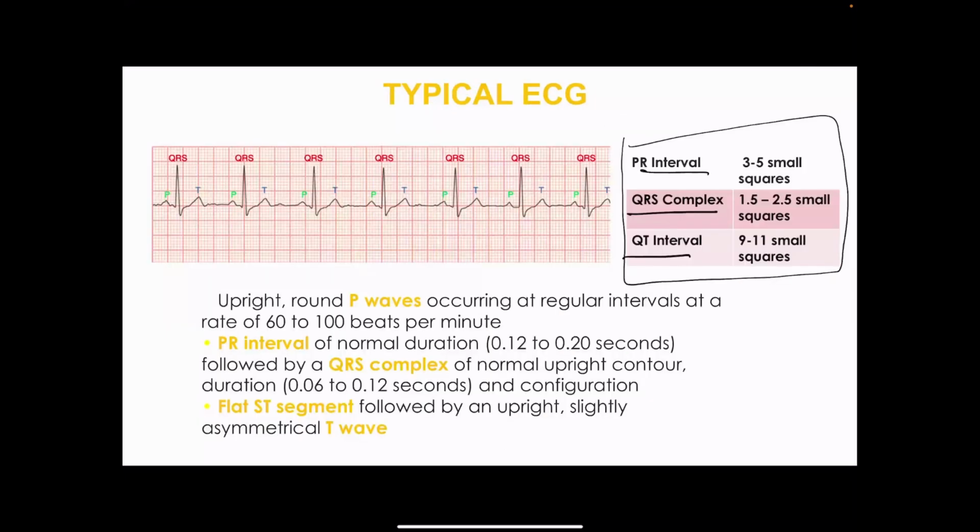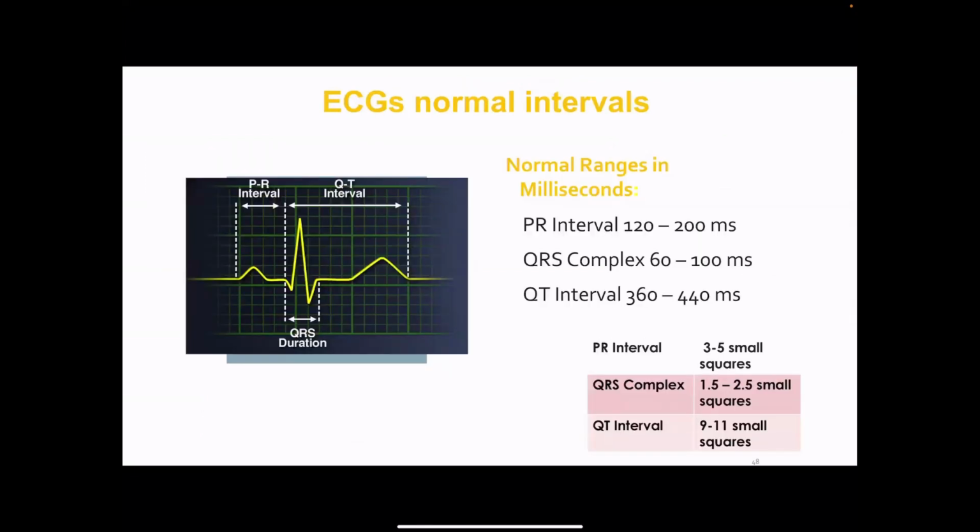So I like to remember that the PR interval is usually 3 to 5 small squares. The QRS interval or complex is usually 1.5 to 2.5 small squares. The QT interval, which is all of this basically, is usually 9 to 11 small squares, okay? Yeah, so see here, they're using milli and stuff, same thing. Just remember the squares. It's way easier to remember the number of squares, so you can read the ECGs way better.